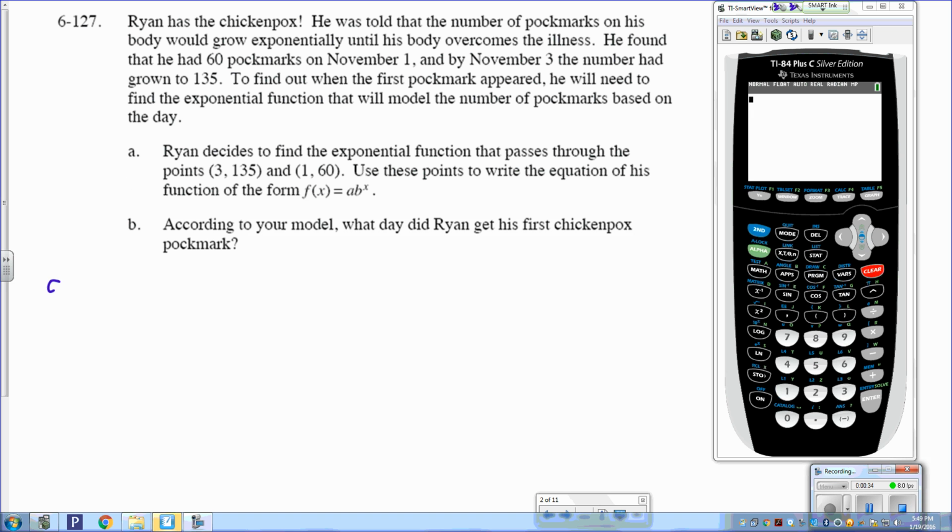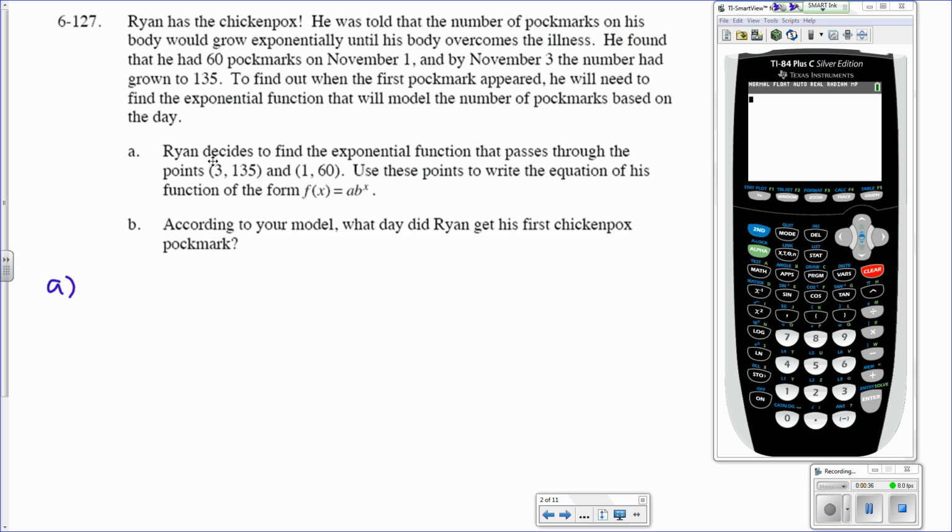So letter A. Ryan decides to find the exponential function that passes through the points (3, 135) and the point (1, 60). Use these points to write the equation of his function of the form f of x equals a times b to the power of x.